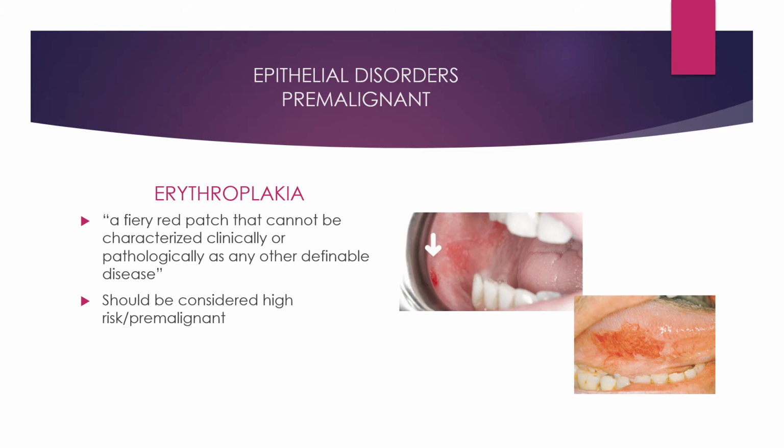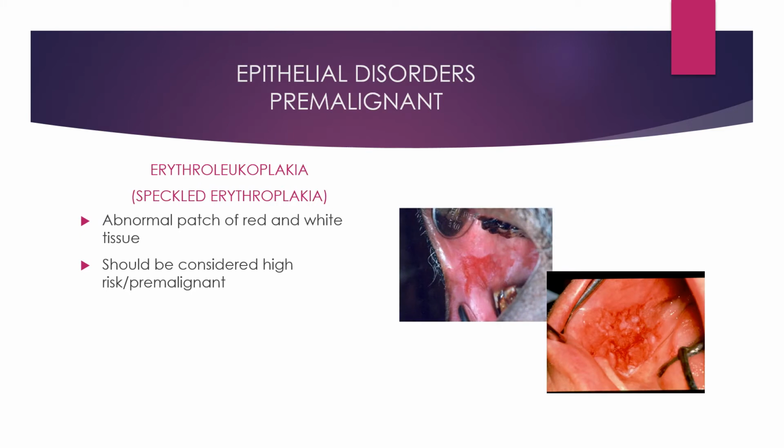Erythroplakia is a fiery red patch that cannot be characterized clinically or pathologically as any other definable disease. In other words, there's no other reason why that patch exists. It should be considered high risk and premalignant. Erythroleukoplakia, or speckled erythroplakia, is an abnormal patch of red and white tissue. This too should be considered high risk and premalignant.